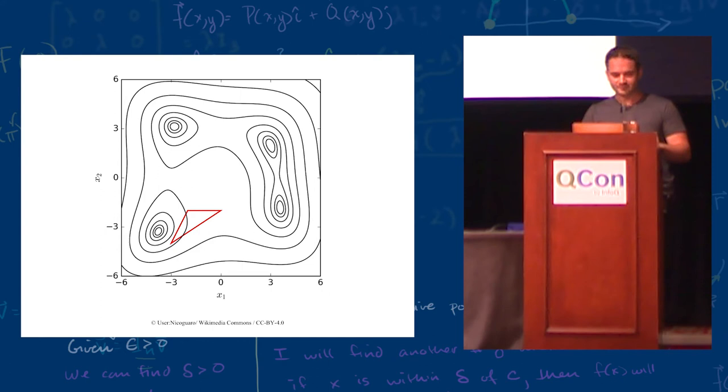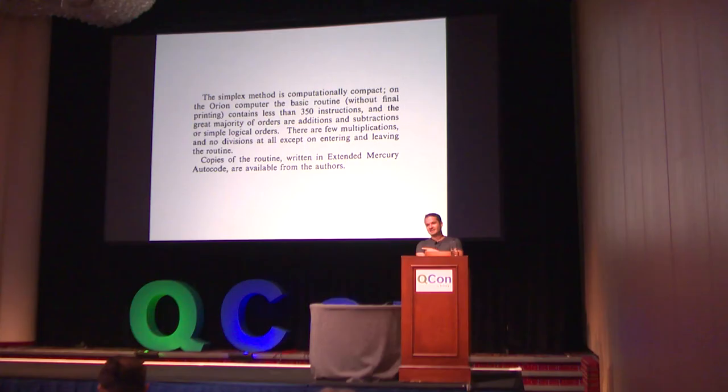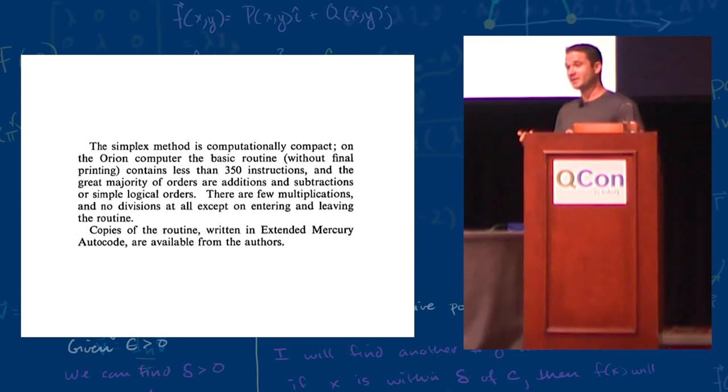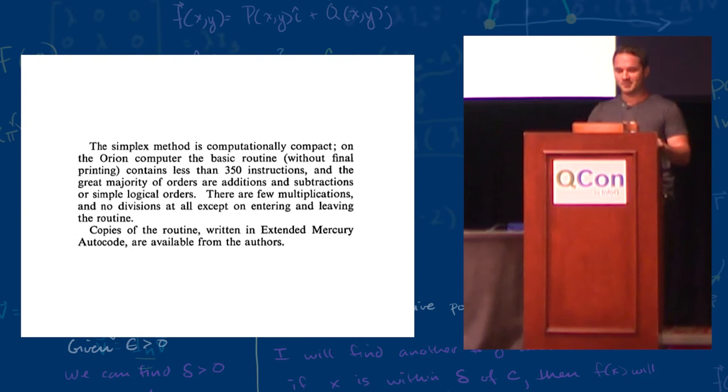All right. There's this great gem at the end of the paper where they say that it contains fewer than 350 instructions on the Orion machine. That's without final printing, because you don't want to skew your code golf results with printing the results. And it's all addition, subtraction, multiplication. There's no division, because division is expensive. And copies of the routine written in extended Mercury autocode are available from the authors. So it's open source. Reproducible research in 1965. It's pretty awesome.